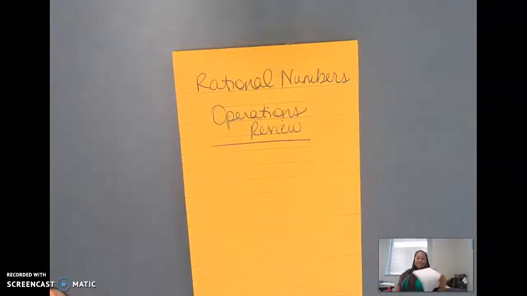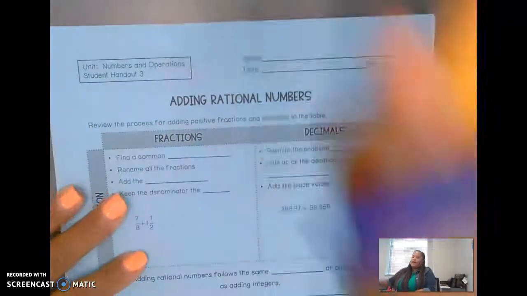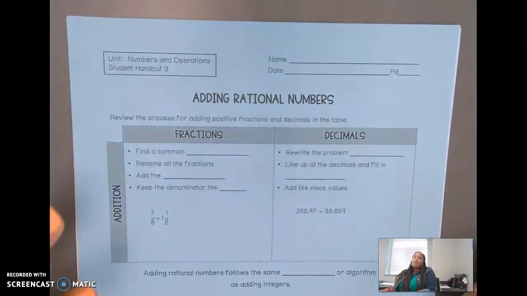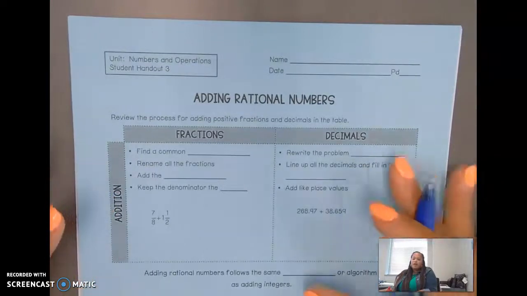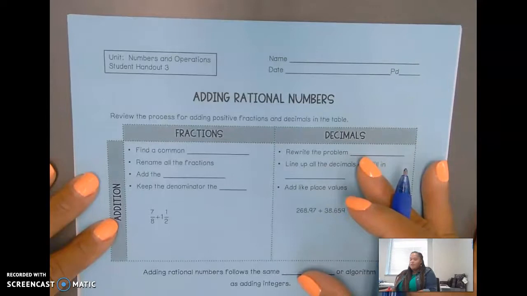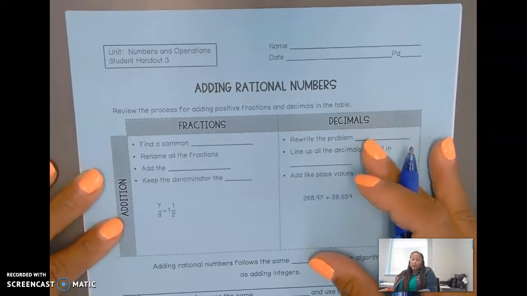Hey y'all, I got some notes to go over our rational number operations review. We have already talked about adding, subtracting, multiplying, and dividing positive and negative decimals, fractions, and whole numbers. So now we're going to review them really quick, and then we're going to work through some practice problems, and then tomorrow we will apply this to word problems.